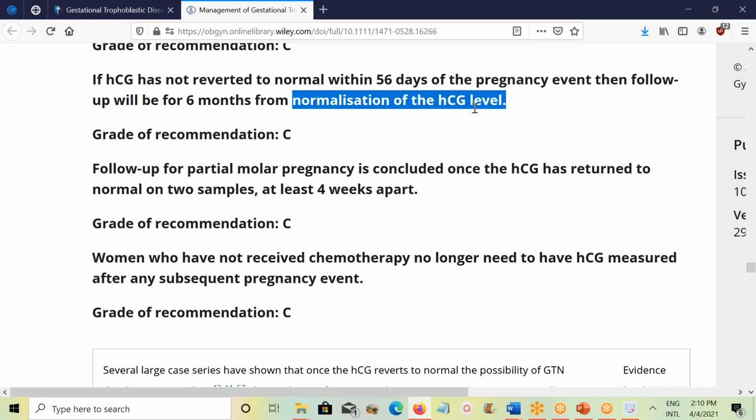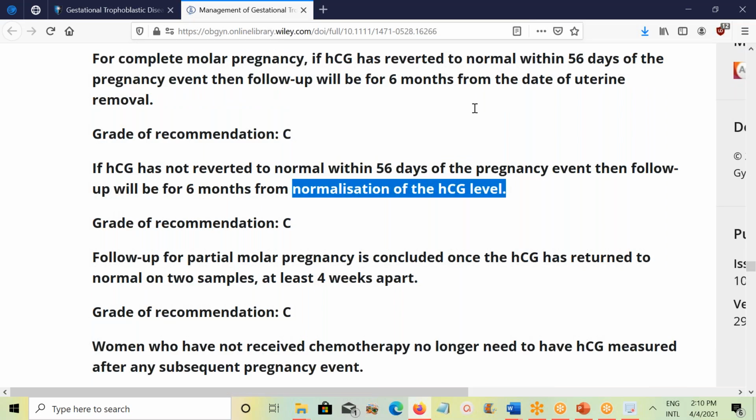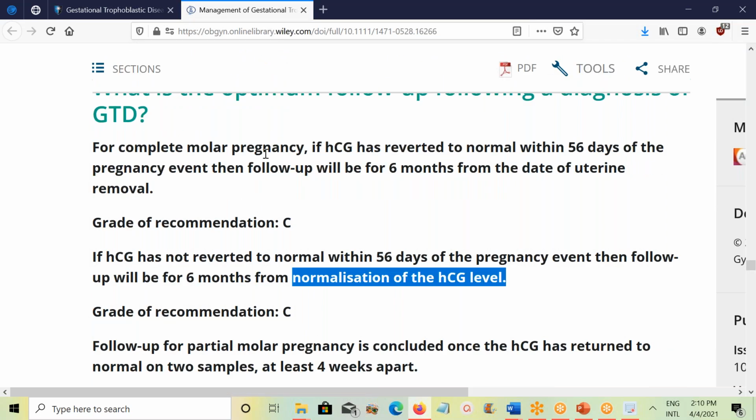So this point, is it clear now? You did one patient who had complete molar pregnancy. You did evacuation, and then you have been doing this serum beta HCG, and within 56 days, or within like 8 weeks, it has become normal. Then you will do the follow-up 6 months from the date of uterine removal, when you did suction evacuation.